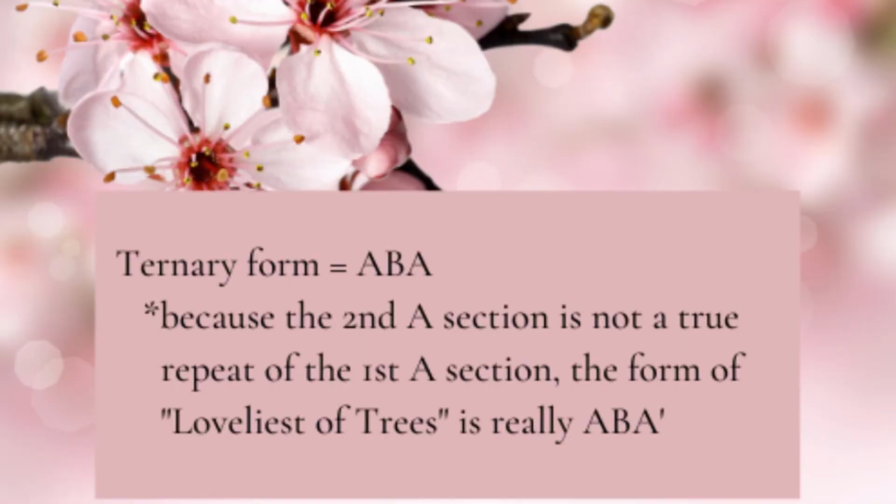So now that we've talked about the poetry, let's take a look at the music. Loveliest of Trees is in ternary form, which means it's in an A-B-A form. Although really, the second A section is not a true repeat of the first A section, but rather it uses many of the same musical phrases, but in a different order and with some other minor note differences. So really, it may be more correct to consider it to be an A-B-A prime form.